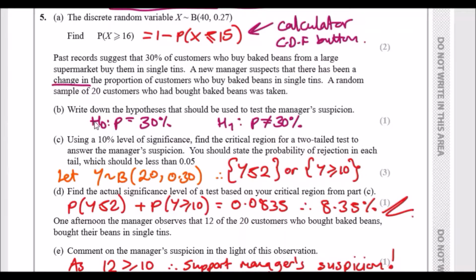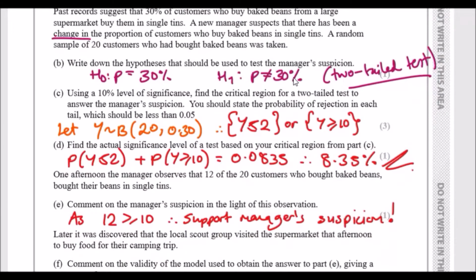For part B, write down the hypotheses that should be used to test the manager's suspicion. So all you have to do is get a null and alternative hypothesis, H0 and H1. We know that the null is 30%, so p = 0.30. The alternative would be p ≠ 0.30, because there's a change. So it's not greater or less, it's not equal. In other words, this is also known as a two-tailed test, because it could be up or down.